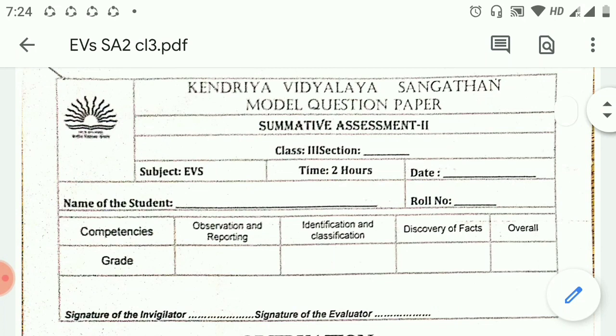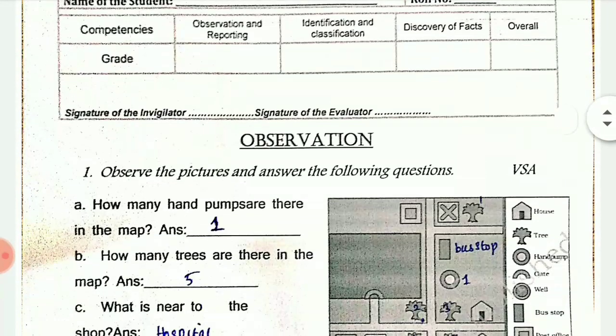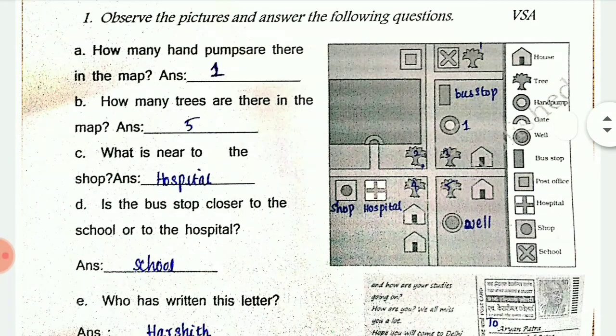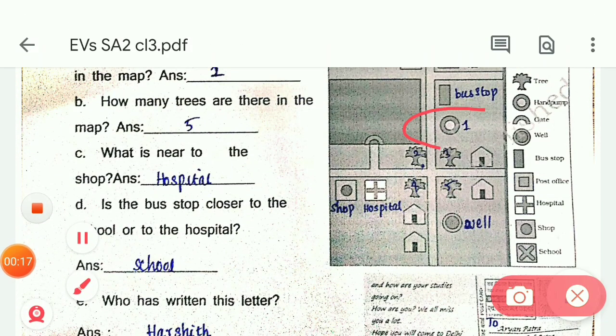Hope you all solved all the questions. Let's discuss the solutions now. Observe the pictures and answer the following questions. How many hand pumps are there in the map? So this is a map. Here it is only one hand pump.